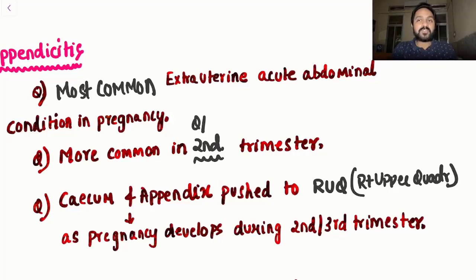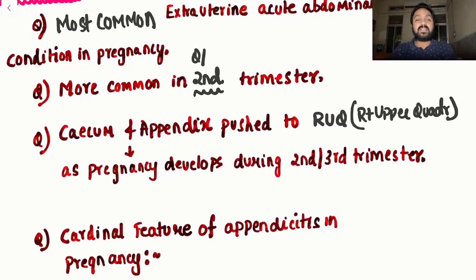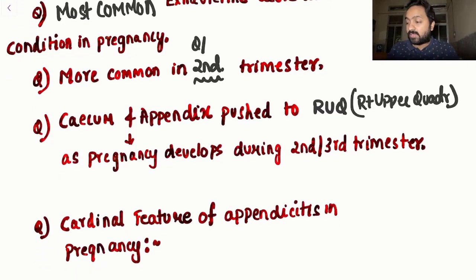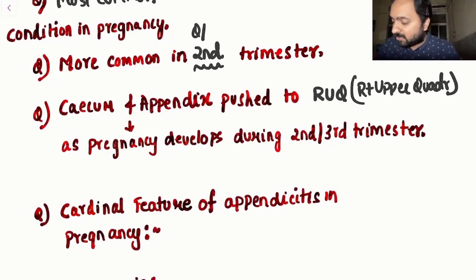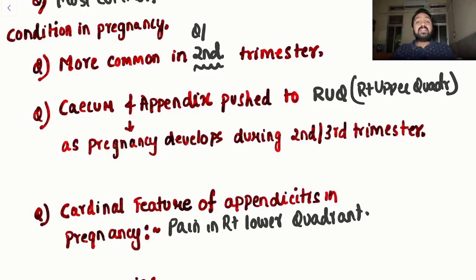Now, the question arises: what is the most cardinal feature of appendicitis in pregnancy? Is it pain in the right upper quadrant? No, my dear friends. The answer is pain in the right lower quadrant. Even though the cecum and the appendix are pushed towards the right upper quadrant, the cardinal feature of appendicitis in pregnancy is pain in the right lower quadrant.